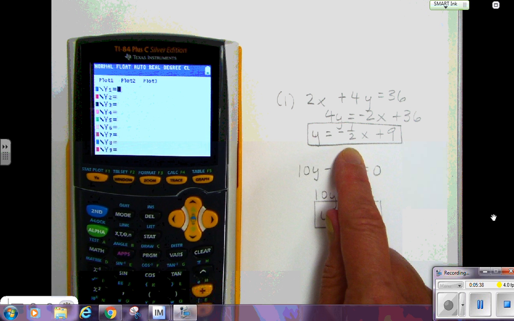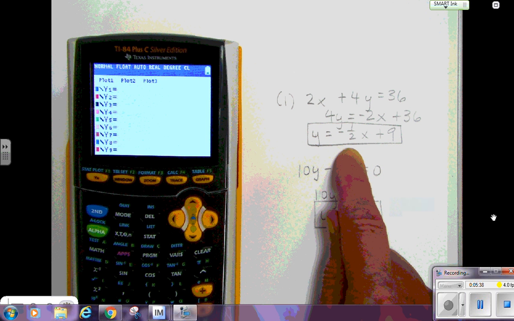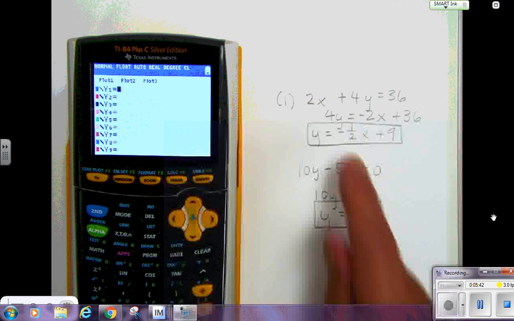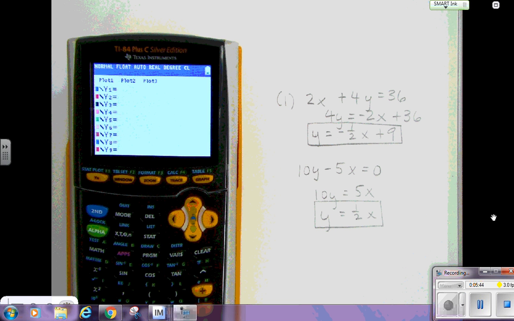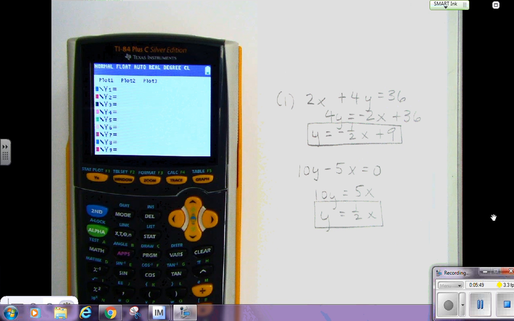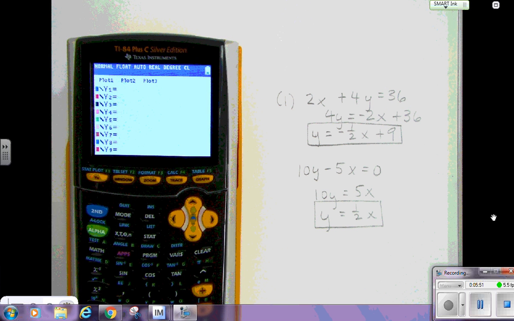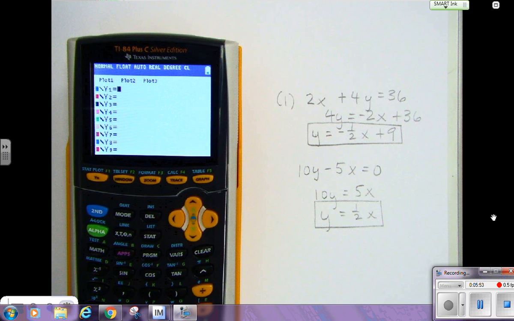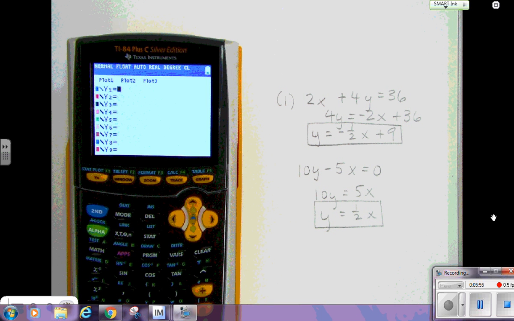Now whenever you type in an equation that begins with a negative number, you have to use the negative sign at the bottom of your calculator. Do not use the minus sign. It'll mess your calculator up. It won't be able to read it, and it'll say error, or it just won't work for you.